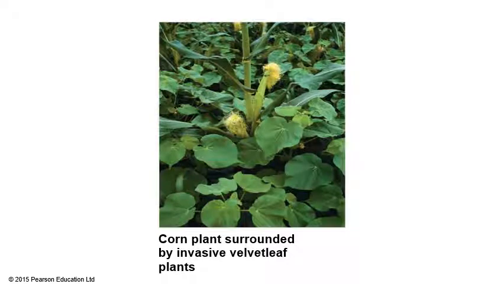Therefore, C4 plants can reduce photorespiration, especially in very hot, dry, and bright weather conditions. C4 plants can grow much faster than C3 plants in very hot, dry, and bright weather conditions, like the corn plant, the sugarcane plant, and sorghum. So some plants are classified as C4 plants.